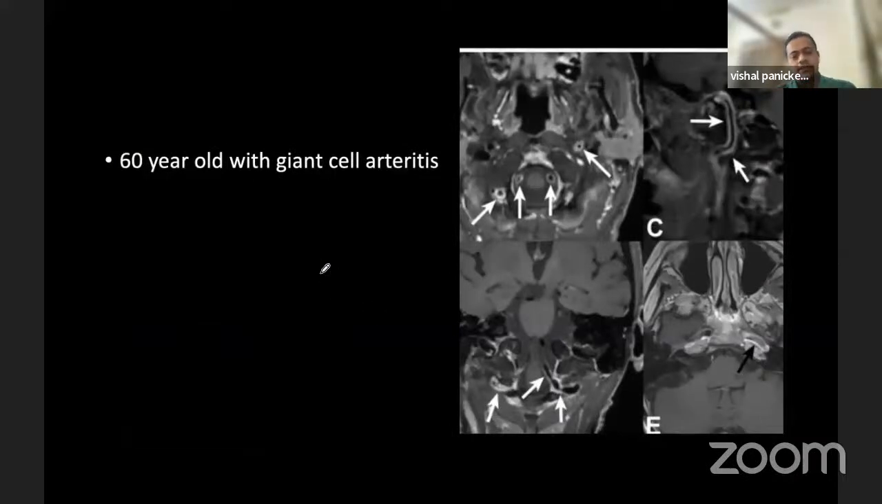This is another patient with secondary giant cell arteritis, where multiple vessels show vessel wall thickening and luminal narrowing, and there is contrast enhancement, which is also a smooth enhancement of the vessel wall.